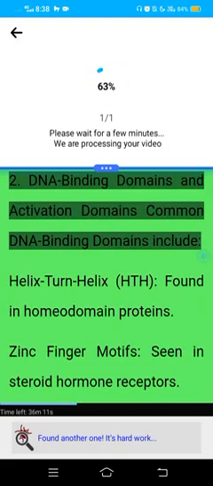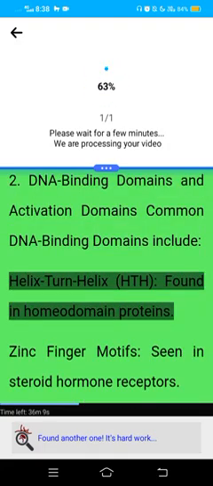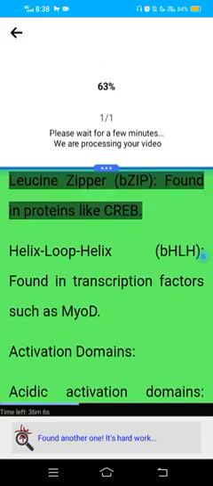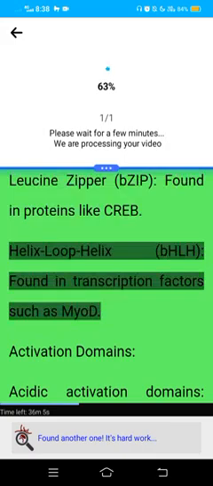2. DNA binding domains and activation domains. Common DNA binding domains include helix-turn-helix (HTH) found in homeodomain proteins, zinc finger motifs seen in steroid hormone receptors, leucine zipper (bZIP) found in proteins like CREB, and helix-loop-helix (bHLH) found in transcription factors such as MyoD.